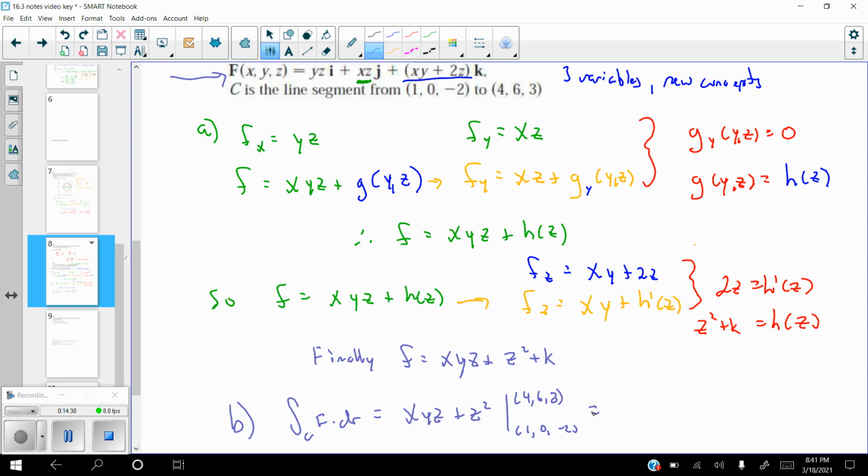All right, so plugging that in, 4 times 6 times 3, what's that going to be? 24 times 3 is 72, plus z squared, which is 9 more, so that's 81, minus plugging in 1, 0, and negative 2. The first part xyz is 0, and then z squared is 4, so minus 4. So it looks like we get 77 out of this. And there's your line integral. All right, these problems do take a bit of time, especially one that's got three pieces to it like that.